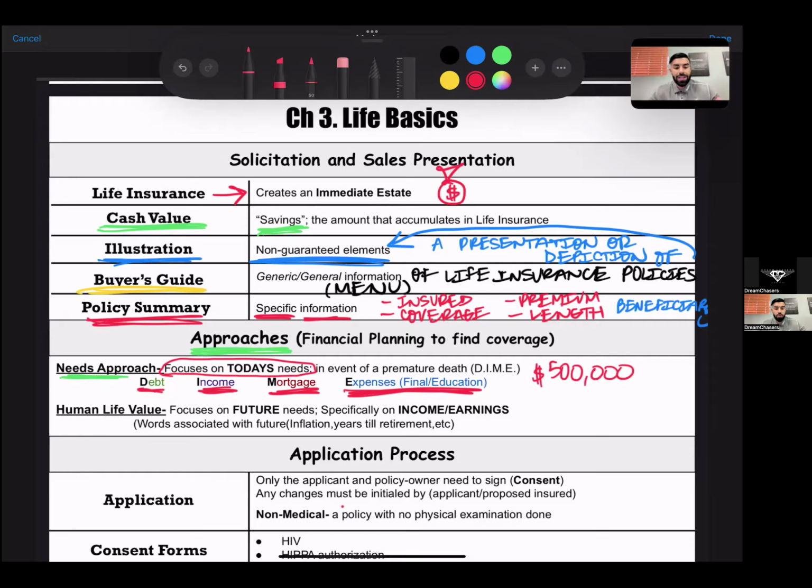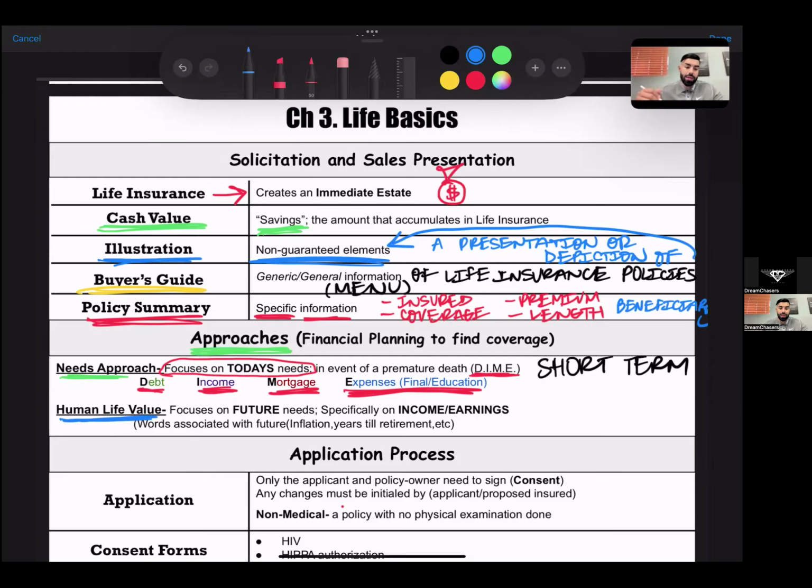So it's going to focus on today's needs. And a good acronym to remember that is DIME, right? DIME. Okay. But the key point I do want to make with the needs approach is that, of the two different types of approaches, the needs approach is going to look at what the family is going to need short term. Meaning, if I were to die today, what will my family need today to take care of everything? Okay. The second type of approach is what is known as the human life value approach.